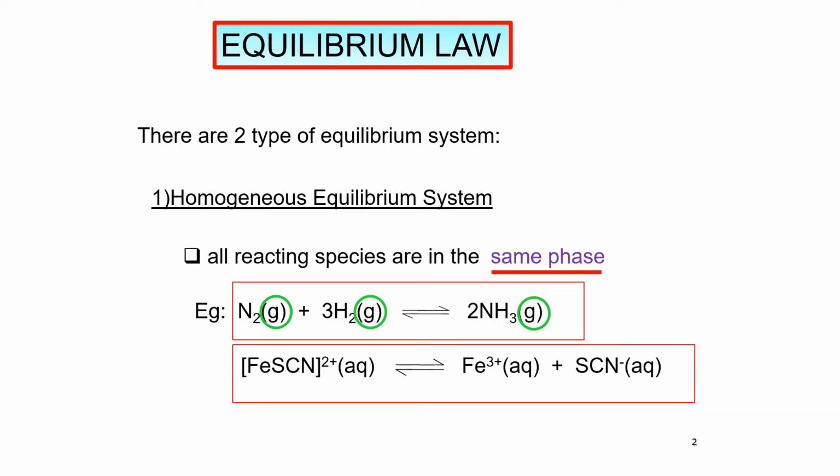Same applies to the second example. The reactant ions are present as aqueous. So do the product ions. Both of the product ions are present in the aqueous phase. So the reactant is in the aqueous phase and the product is also in the aqueous phase. So this system is called homogeneous equilibrium system.